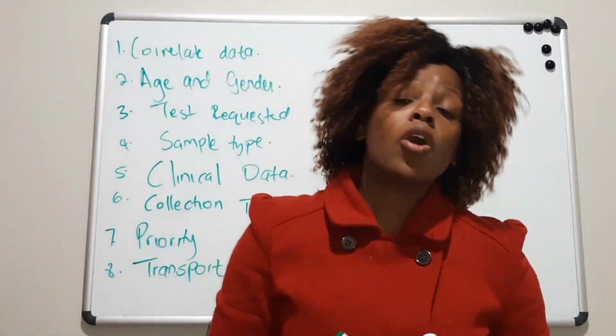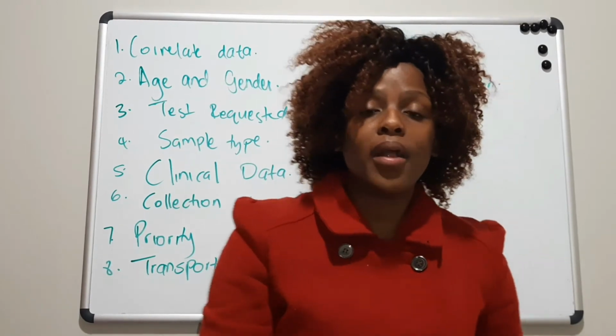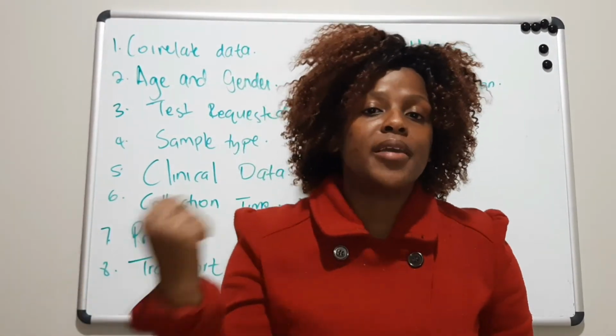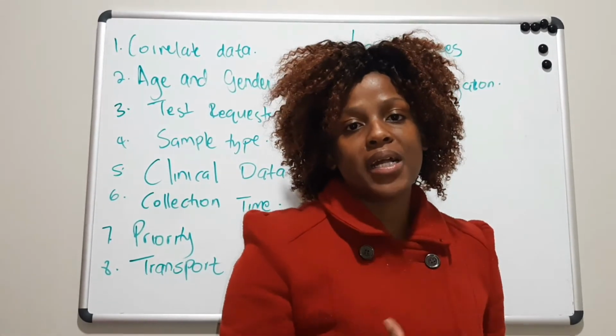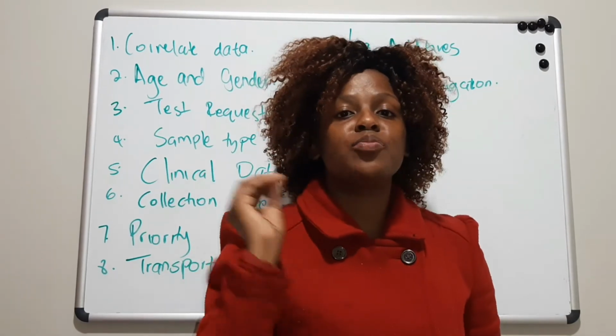So basically, this is a whole process that takes place when samples are received in a chemical pathology lab. All the receivers always have to have these points in mind, to make sure that whatever result we send out to the doctor is representative of that specific patient.